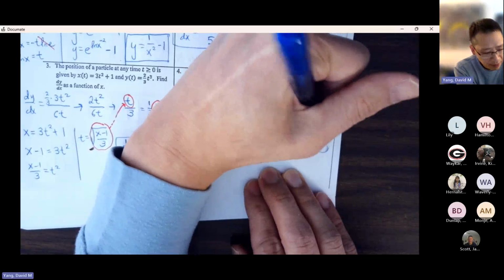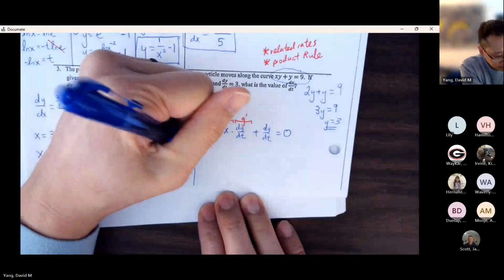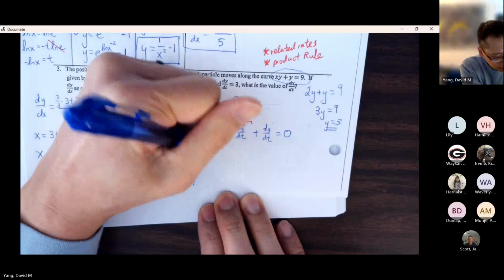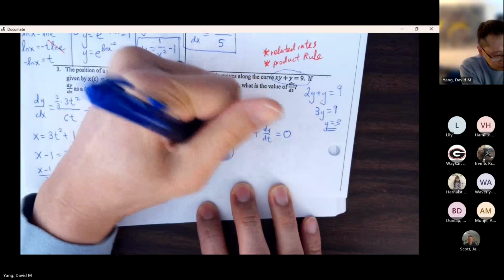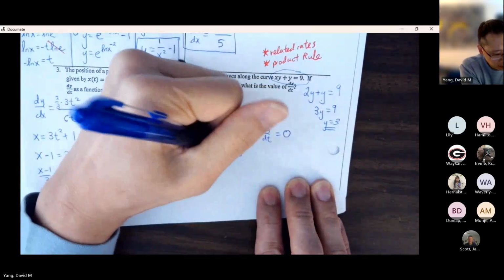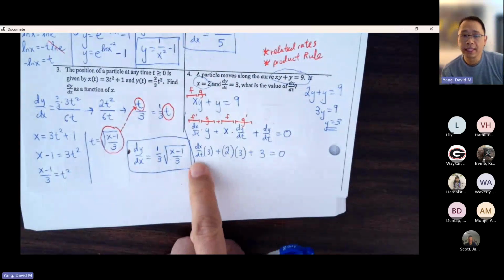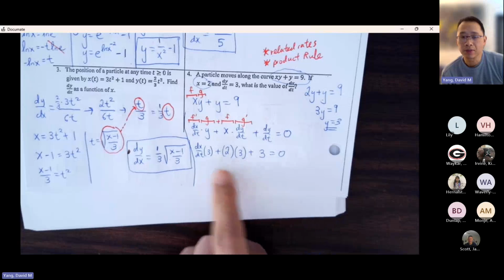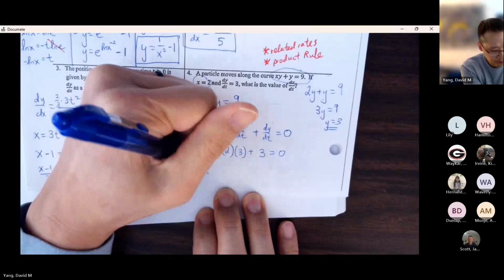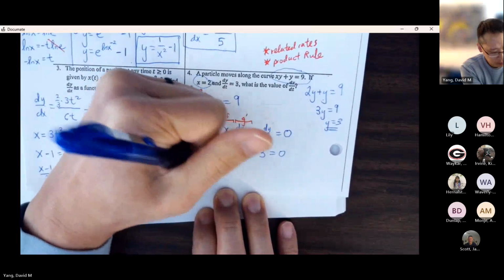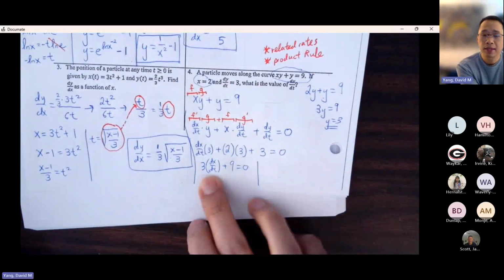So now I have everything for me to find my dx over dt. The only variable left over is dx dt, so just going to combine terms and try to solve for dx dt. So I get 6 plus 3 is 9. Subtract 9 from both sides, divide by 3.